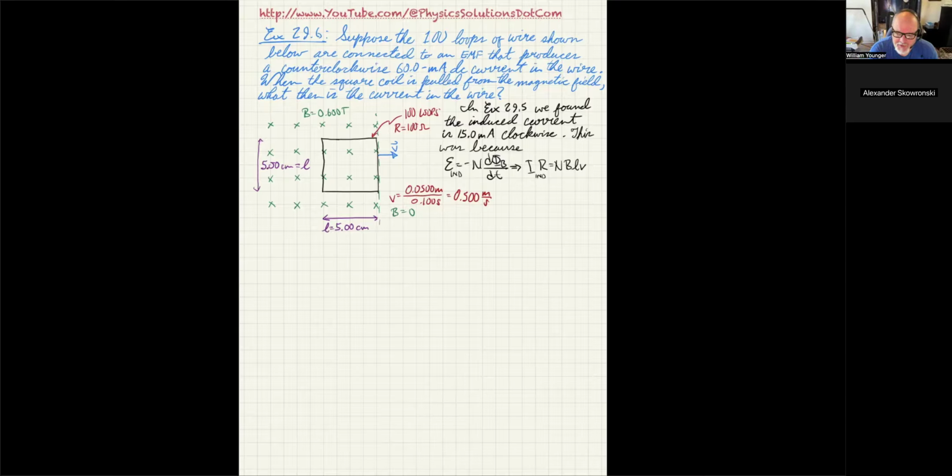And we calculated that velocity by realizing that it would move such that its entire length moved completely outside of the magnetic field, even though it started with its right edge lined up with the right edge of the magnetic field. The left edge would just exit it after 0.100 seconds. So that meant it moved 5 centimeters in 0.100 seconds. When I did that calculation, you see the velocity was 0.500 meters per second. So putting all those numbers into I induced R equals N times B times L times V gave us the 15 milliamps.